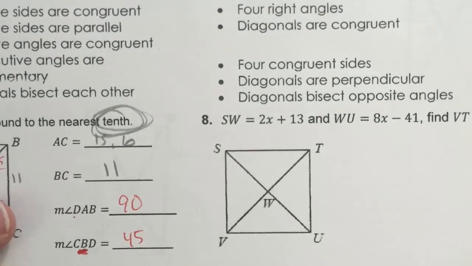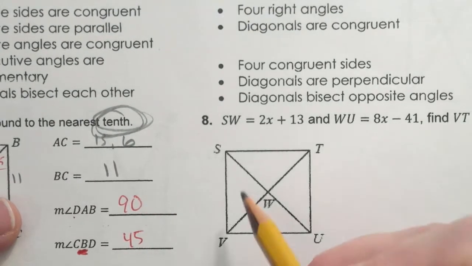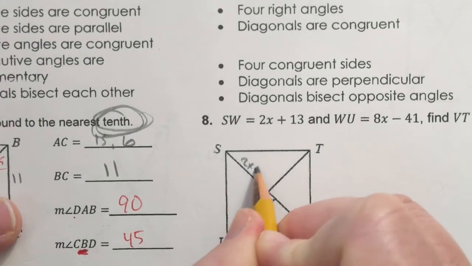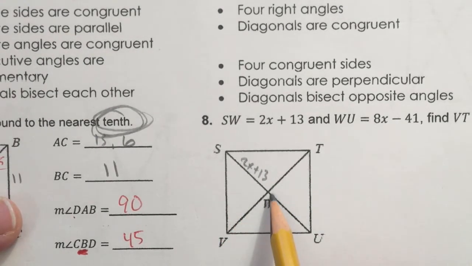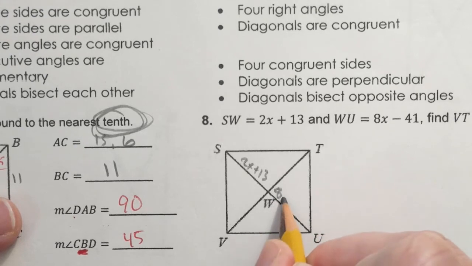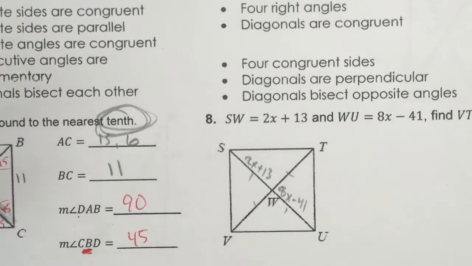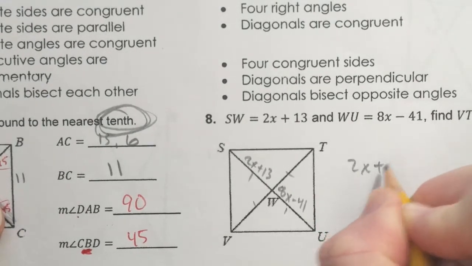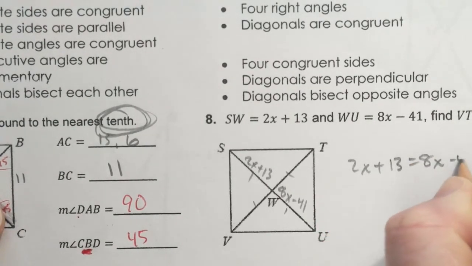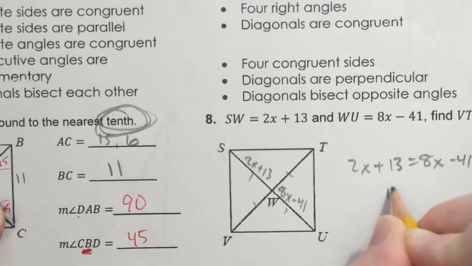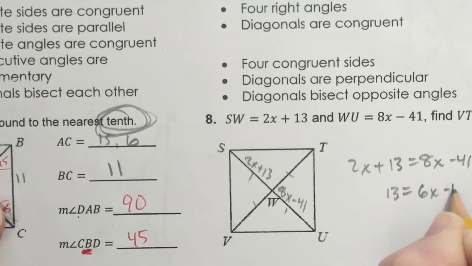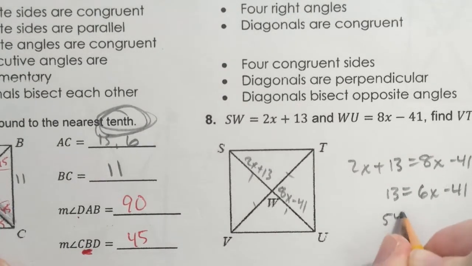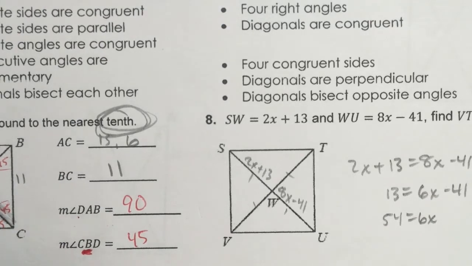All right, so on number 8, they said that SW is 2x plus 13, and WU is 8x minus 41. Oh, that's pretty easy. All of these were equal. So 2x plus 13 equals 8x minus 41. We get 13 is equal to 6x minus 41. Add 41 to both sides. We get 54 equals 6x. Divide by 6. 9 equals x.